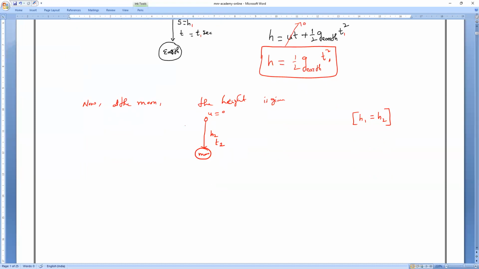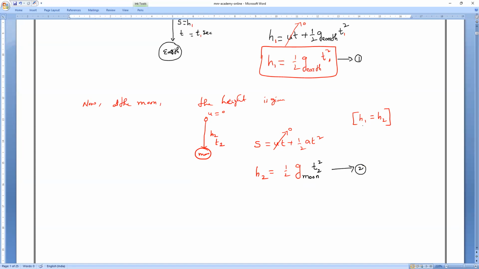So now what will happen here? Again the second equation, S equals ut plus half at square. This I am taking as H1, and here H2. So H2 is equal to initial velocity 0, so half into g of what, Moon or Earth? G of Moon, into T2 square. Any doubt, Agalya? Clear, everybody? This is equation 2 and this is equation 1.